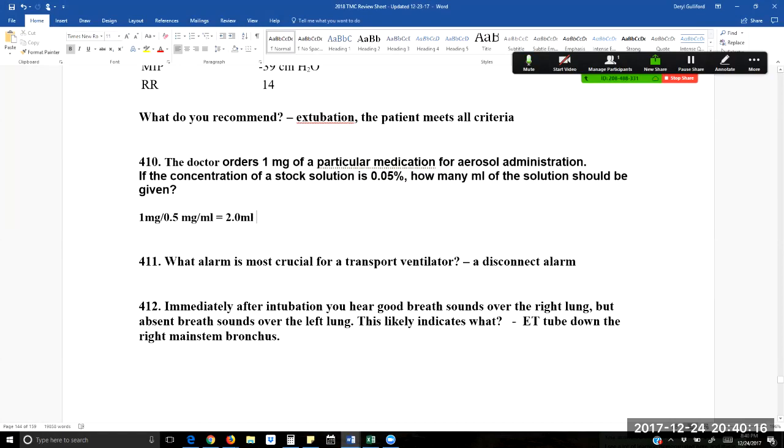That would certainly be disconnect. When we're moving the patient, is there greatest risk for possibly disconnecting or becoming extubated? So definitely a disconnect alarm is most important.